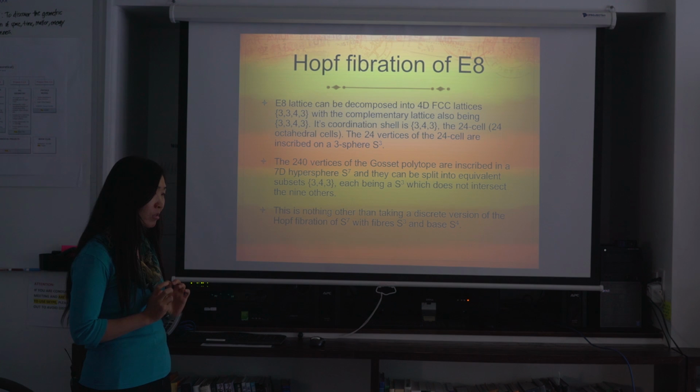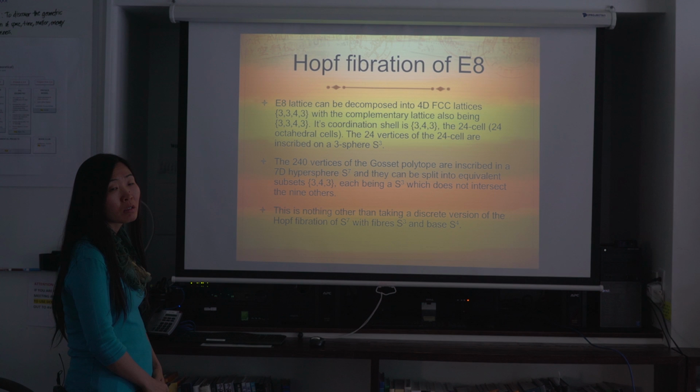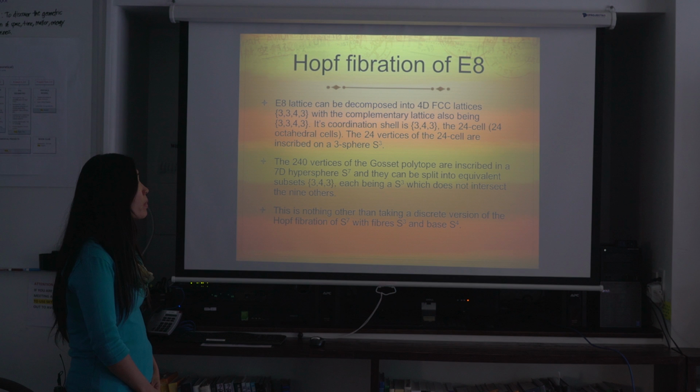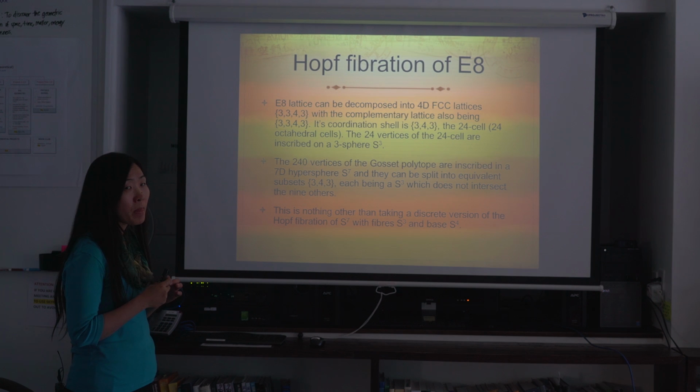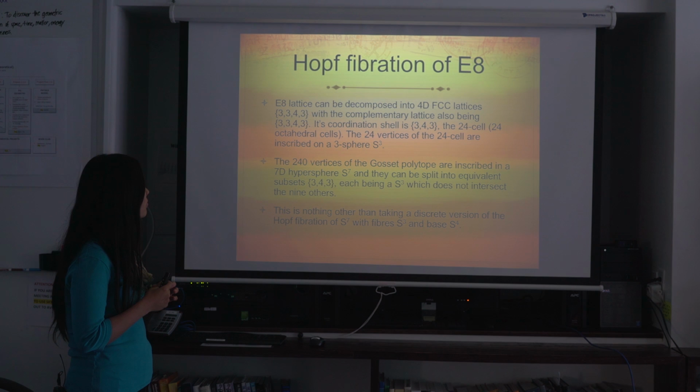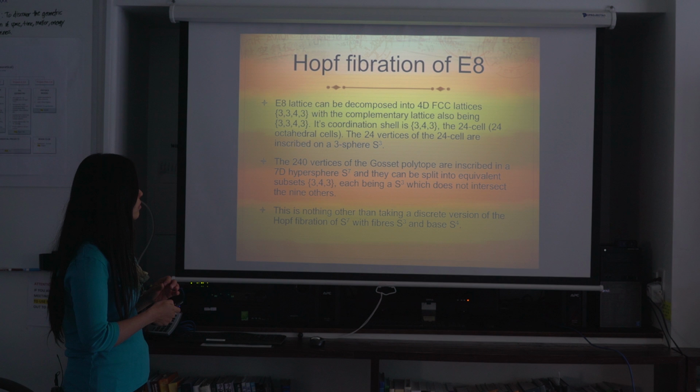So I thought the fibers in S3 and base of 4D space. But you're saying base S4. S4 would be 5D space. Base S4 is in 5D. Yeah, it is in 5D. But I thought you said at the end of point one, the 24 vertices of the 24 cell are inscribed on a three sphere in 4D. Yes, the S3 is in 4D, but the S4 is in 5D.